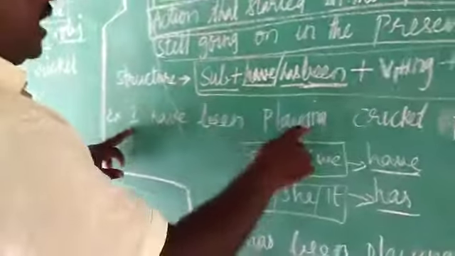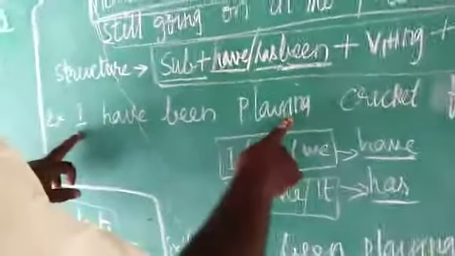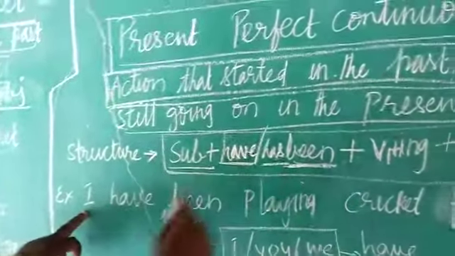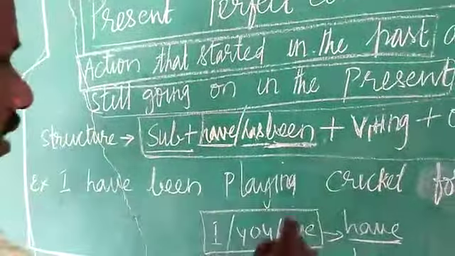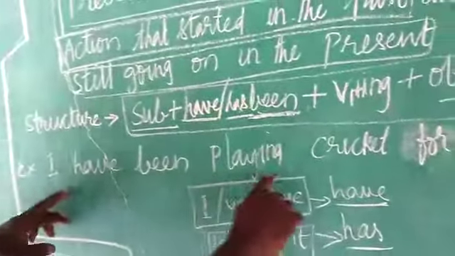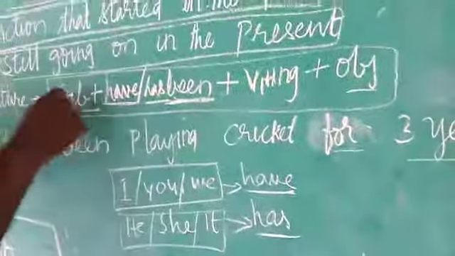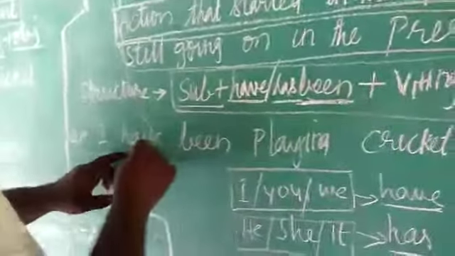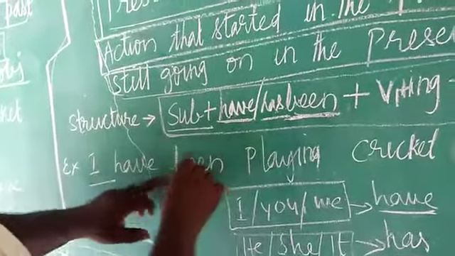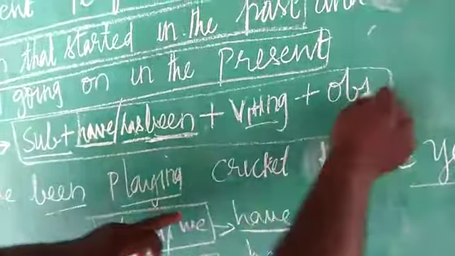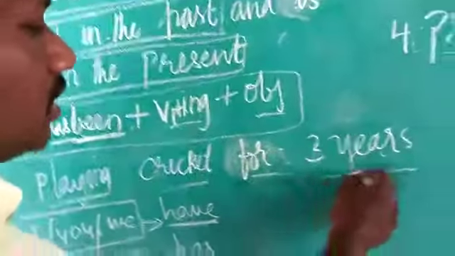I have been playing. The action started in the past: I have been playing cricket for 3 years. I is the subject. Since we have taken I, we have taken have. Been, then V1 plus ing, and the object is cricket for 3 years. This is telling the continuous tense.